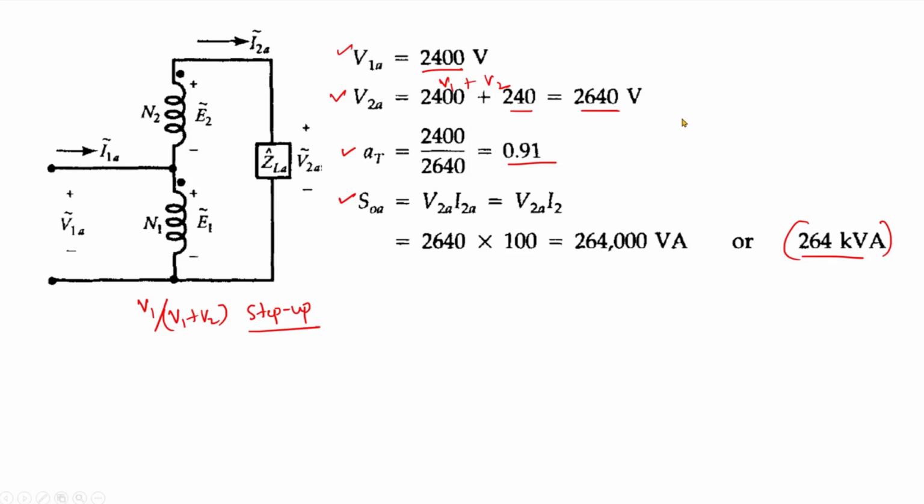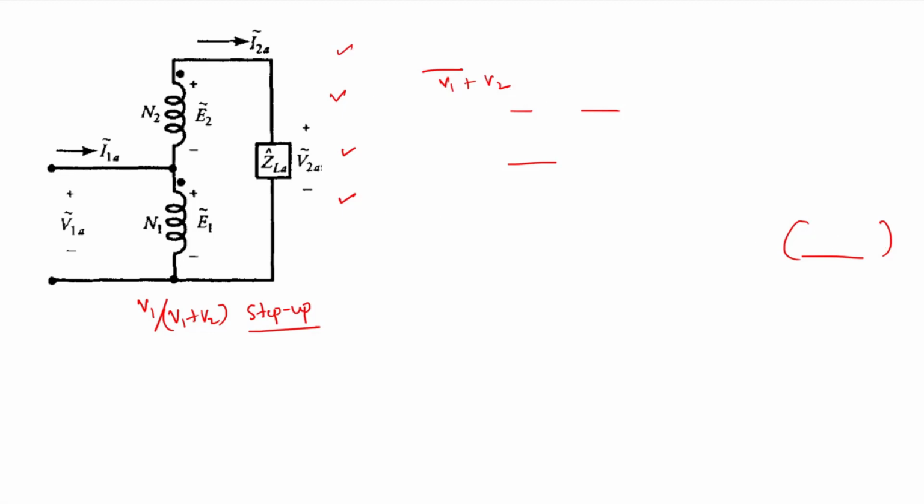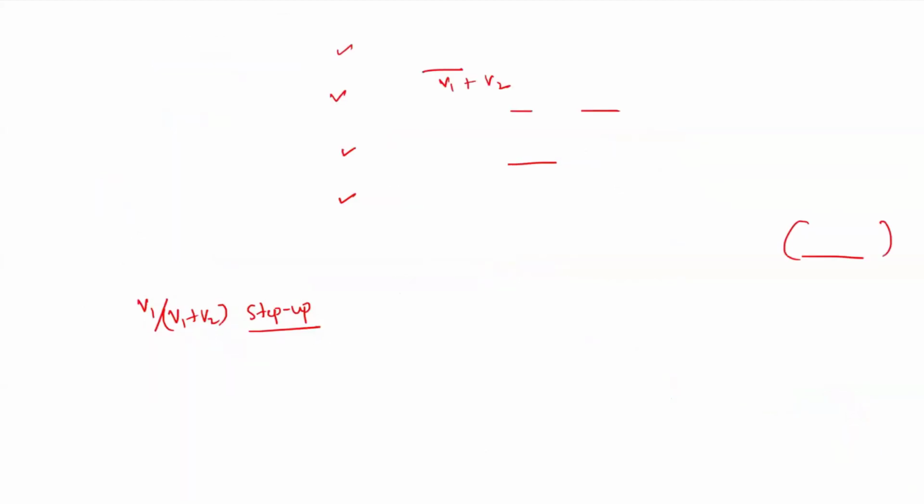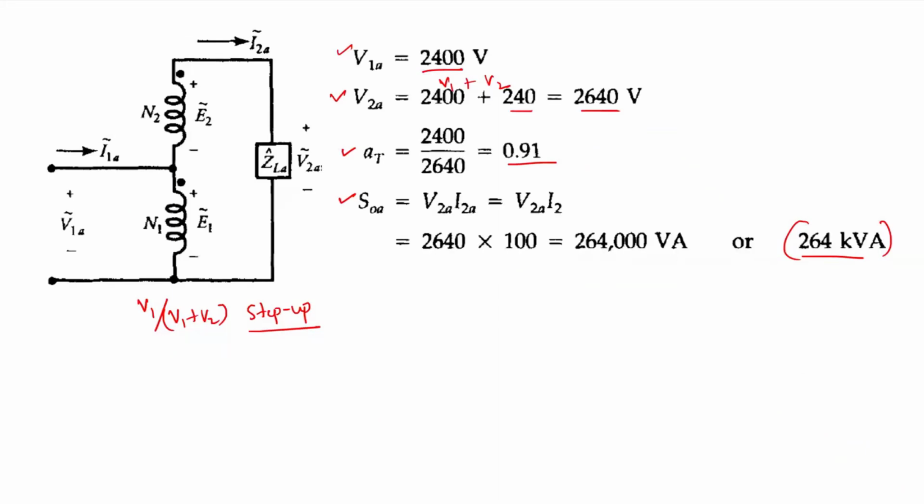We can see here, for two configurations, V1 by V1 plus V2 step up configuration and V1 plus V2 by V1 step down configuration, we are getting the output of the autotransformer in a very enhanced manner, right? Okay, so up to this point we considered the ideal autotransformer. Now we will introduce the non-idealities into the autotransformer.